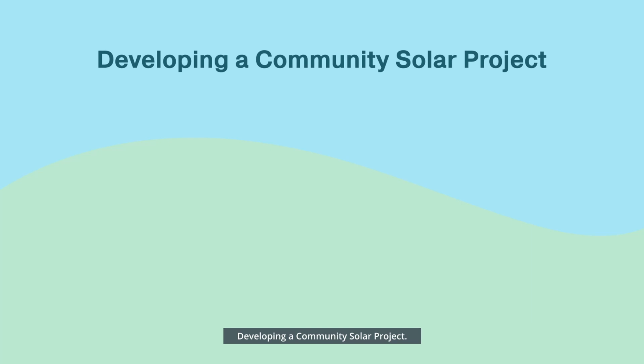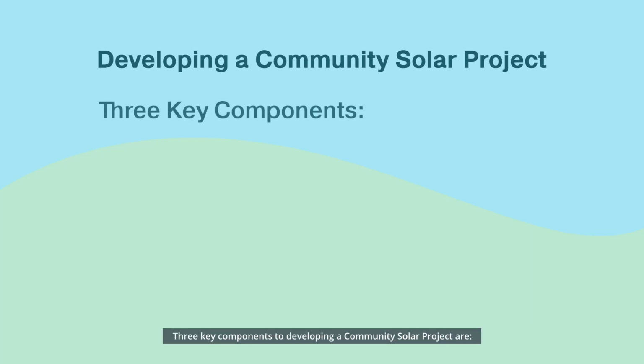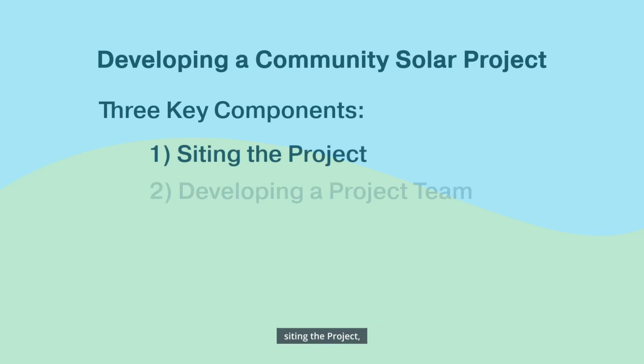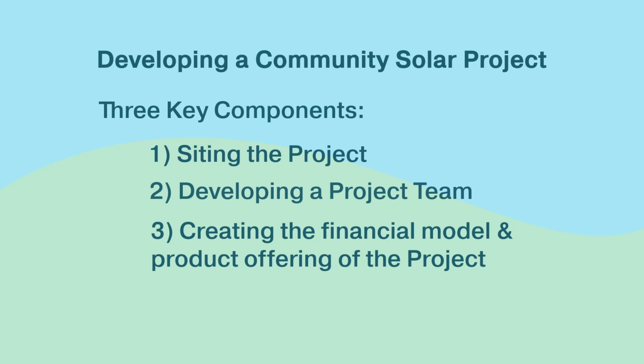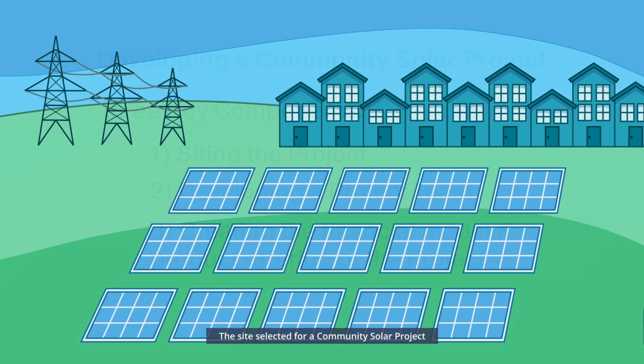Developing a community solar project. Three key components to developing a community solar project are siting the project, developing a project team, and creating the financial model and product offering of the project.